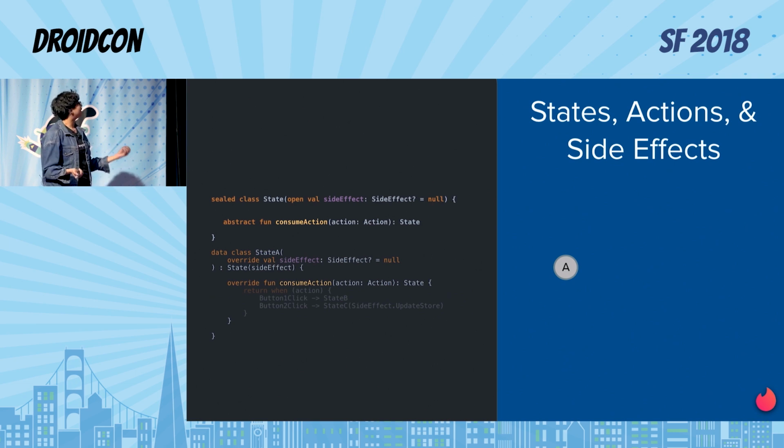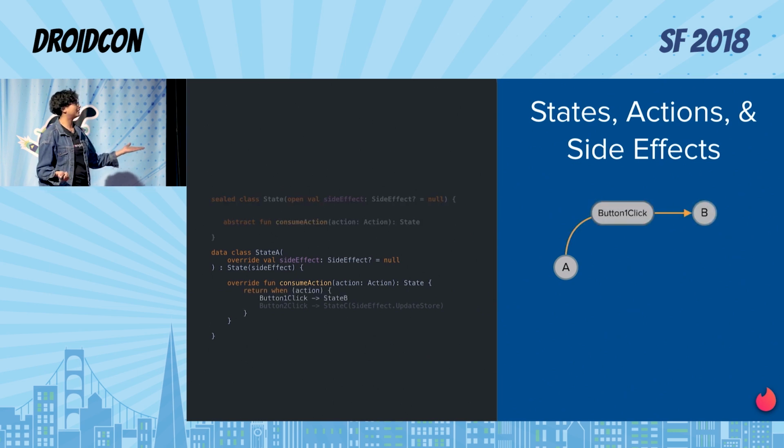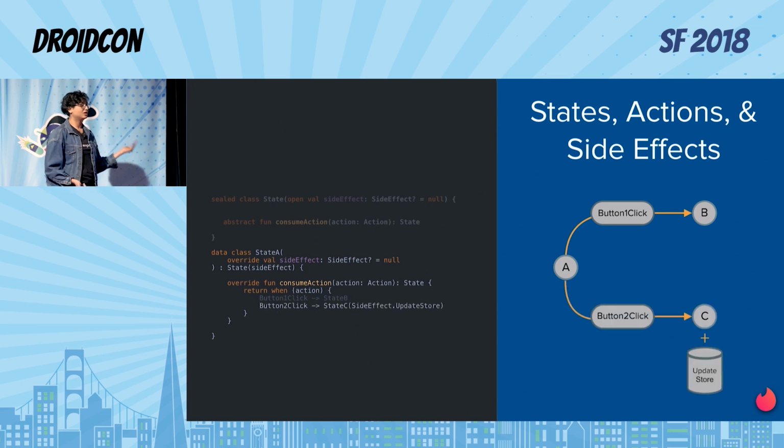And state A is now going to implement consume action. Just as before, a button 1 click will make state A go to state B. A button 2 click now will still make state A transition to state C, but we'll have the added effect that there's a side effect, and we're going to codify the fact that we're going to update the store. We're going to call it side effect update store.